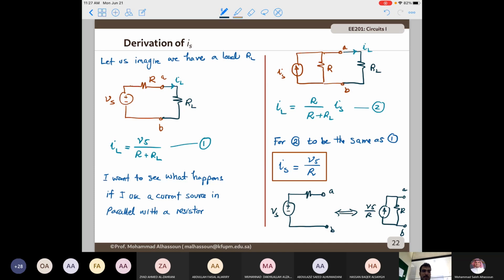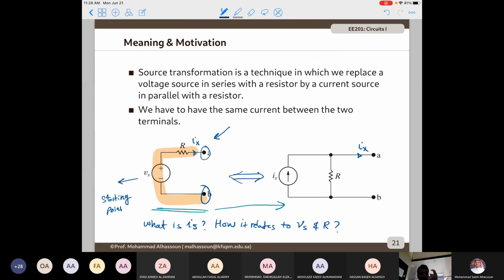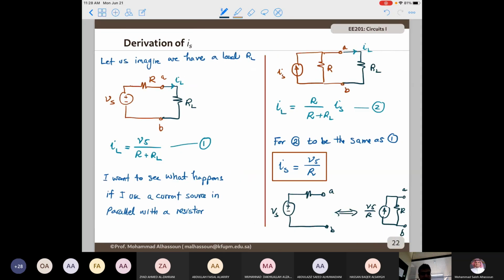So what did we actually do? We said we want to make sure that if you have a voltage source in series with a resistor and you convert it to a current source in parallel with the resistor, the current supplied to the load is not going to change. And it turns out this condition holds if and only if the value of the current source is the value of the voltage source divided by the resistance. Okay, is it clear, Shabab?